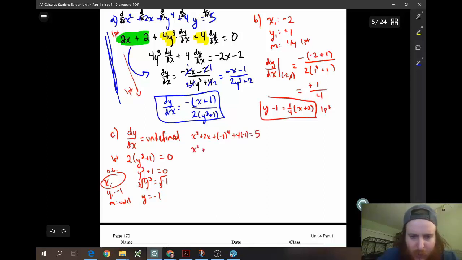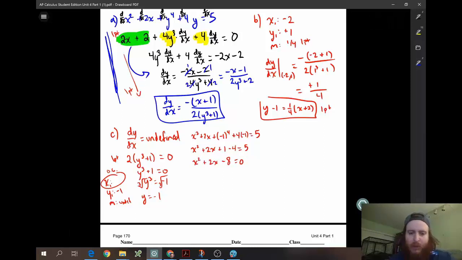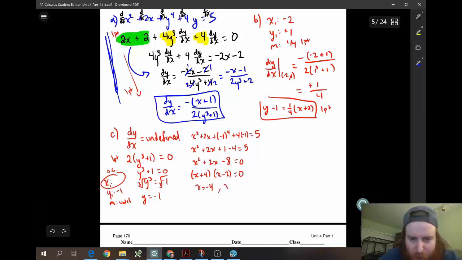This is x squared plus 2x. Now negative 1 to the fourth is going to be plus 1 because it's a positive exponent. Minus 4 equals 5. That gives us x squared plus 2x minus 3, and then we're going to subtract the 5, minus 8 equals 0. And so here we can factor, and we can go with x plus 4 and x minus 2. So that's going to give us x equals negative 4 or x equals 2.